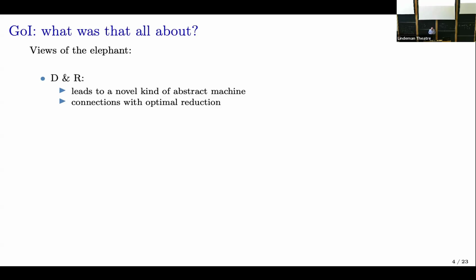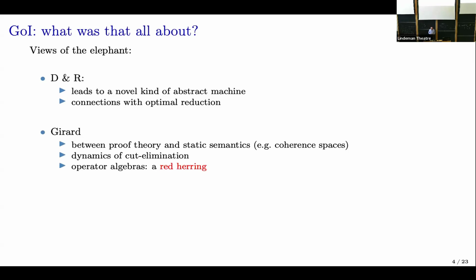And Danos and Regnier found very nice connections with optimal reduction in the lambda calculus. Girard's own view was that geometry of interaction was interpolating between proof theory, which has the dynamics of cut elimination. You can rewrite proofs to eliminate cuts. And on the other hand, static semantics, denotational semantics, in fact, coherent spaces in particular for linear logic.